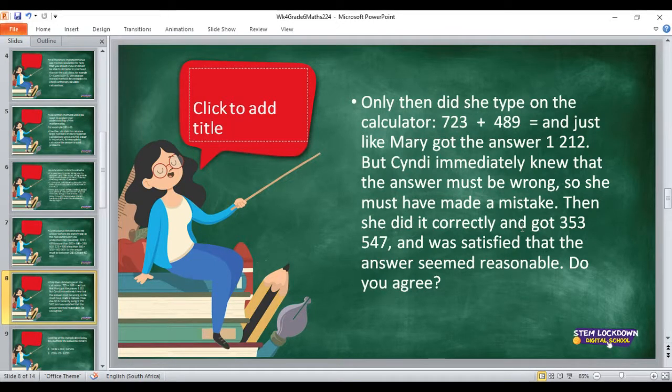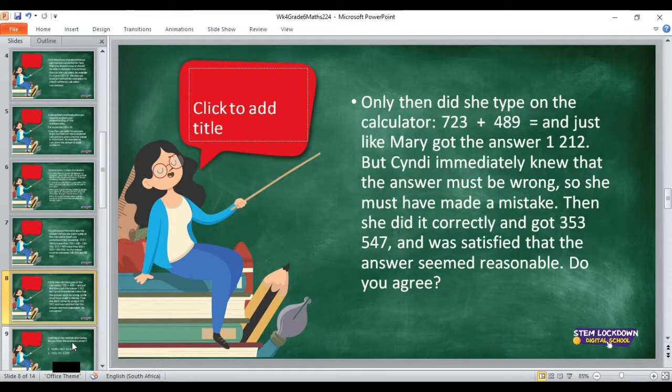So this is why estimation is important. If you can easily estimate your answer, look at your digits. What numbers am I dealing with? Am I dealing with thousands, 10,000s, 100,000s, a million? What numbers am I looking at here? Then you do your estimation and then you use your calculator.